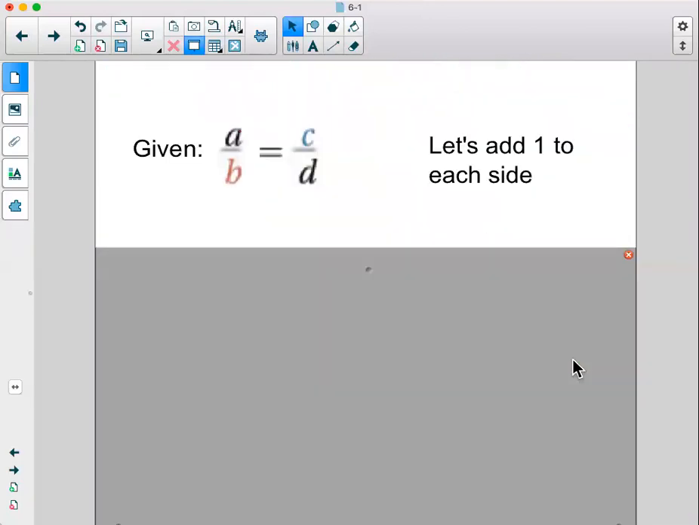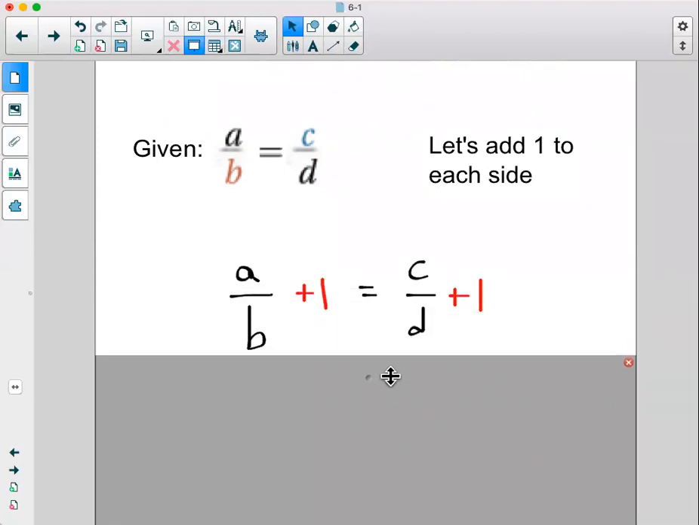The final property is a little harder to see, so I'll do a little review of adding fractions. Basically, all we're doing is adding 1 to both sides, but it can look a little funky with variables involved. So I want to remind you how we add fractions.